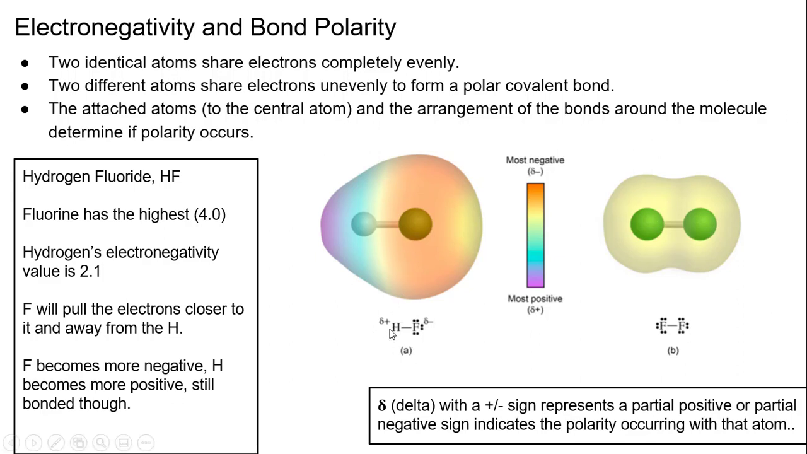But when you look at something like HF, fluorine has a value of 4.0, hydrogen has a 2.1. This creates a difference. And when you look at this, you can see that there's a big shift in electron density. Purple is where it's most positive. Red is where it's most negative. And you can see there's a big, huge red cloud because it's pretty much pulled the electrons so close to it that it leaves this portion partial positive and partial negative. And this is where we draw the delta sign with a plus sign and a negative to indicate which side is being partially positive and which side is partially negative.